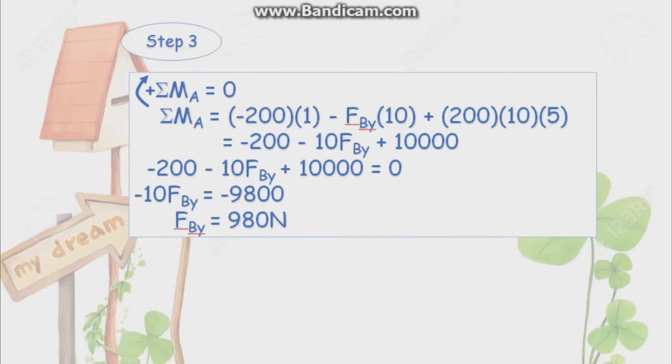For step 3, the clockwise direction of the moment is assumed to be positive. The summation of moment at point A is also assumed to be equal to 0. So you will get negative 200 times 1 minus FBY times 10 plus 200 times 10 times 5, where 5 refers to the centroid of the structure. So it will be negative 200 minus 10 FBY plus 10,000. So finally you will get FBY equals 980 Newton.